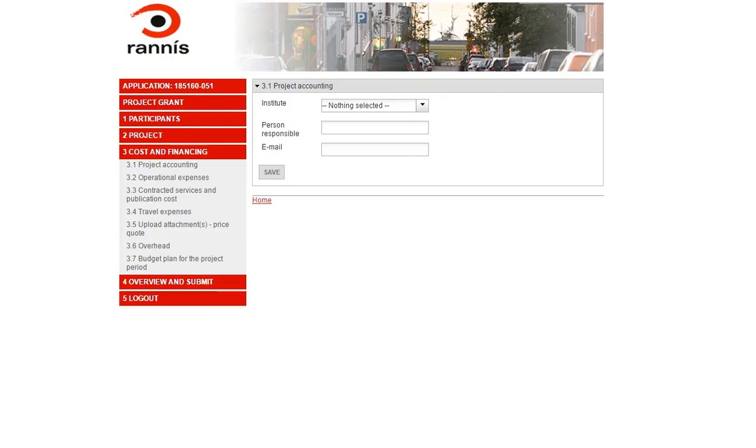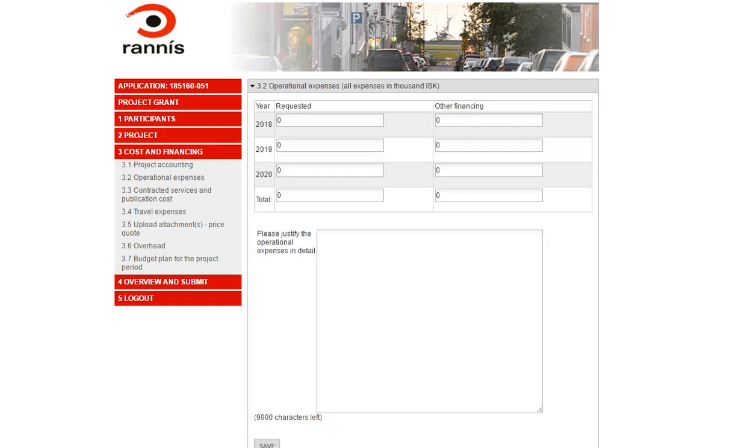This is a short introduction to Section 3 of the application form for project grants and grants of excellence for the Icelandic Research Fund. In Section 3.1, you select the institute that will be responsible for the accounting of the project. In most cases, the name and email address of the person responsible will be auto-completed. If it is not auto-completed, then please enter this information manually. Grants can only be administered by Icelandic institutes.